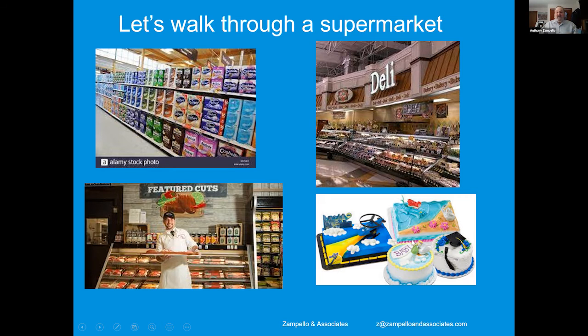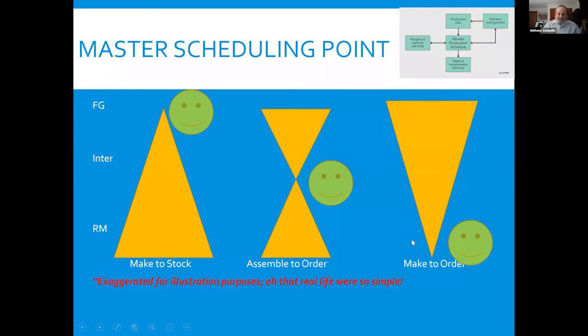So what that looks like in your master scheduling world, if it's make to stock, we are going to master schedule at the finished good level because we've told our customers we're going to have this ready for you. So all the lead time is pick and ship. So that's make to stock.